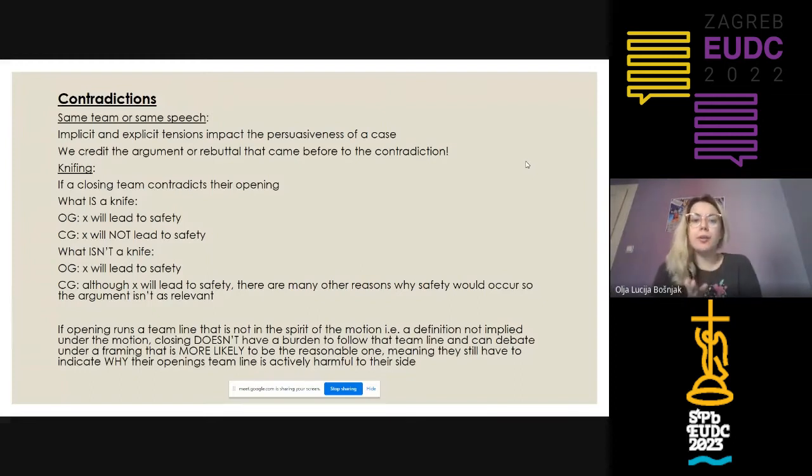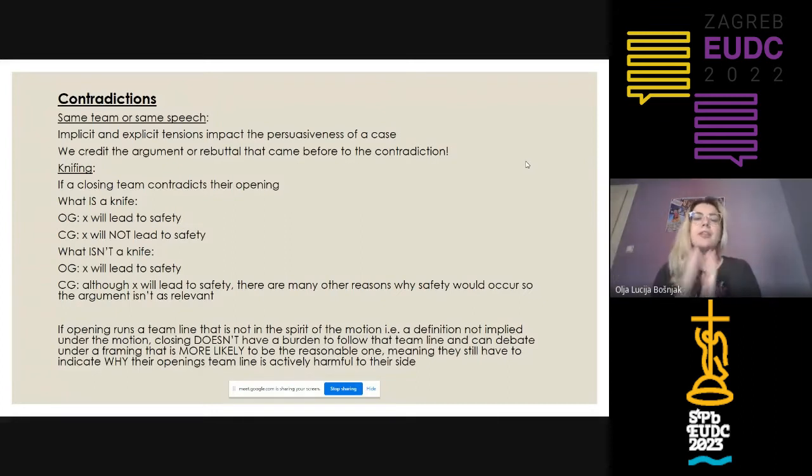What I think is also very important is, if opening runs a team line, and this is difficult because there is no specific formula for this, but when I say that something is not in the spirit of the motion or is a definition that is completely not implied, there was always this Cooley example that we were taught, which is like this house would ban the selling of organs or whatever, and then you have an OG that thinks of organs as an instrument as opposed to bodily organs.